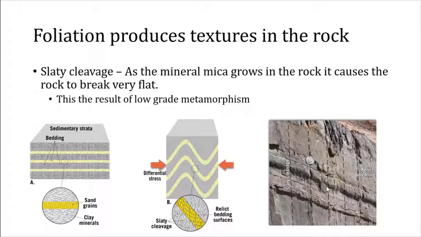Okay, but here's the thing. One of the first minerals to grow in a metamorphic environment is the mineral mica, which you might remember from the minerals lecture has really good cleavage. And so the grains of mica in that rock will bestow upon that rock this tendency to break very flat. It's not a molecular flat like it is in mica, but it's pretty dang flat.